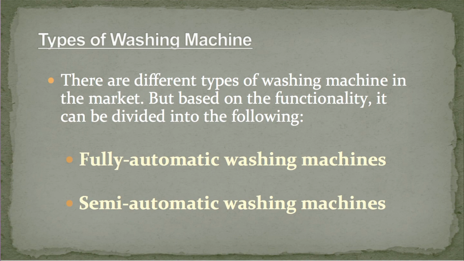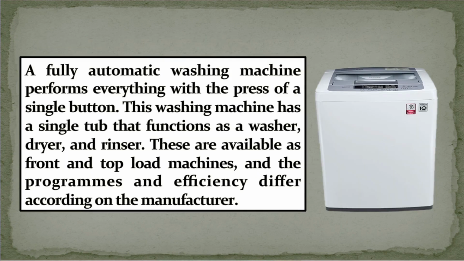Now we proceed ahead to the next topic on the types of washing machine. There are different types of washing machine in the market, but based on the functionality, it can be divided into the following categories. Fully automatic washing machine, that is one. Secondly, semi-automatic washing machine, that is, let's say, category 2.